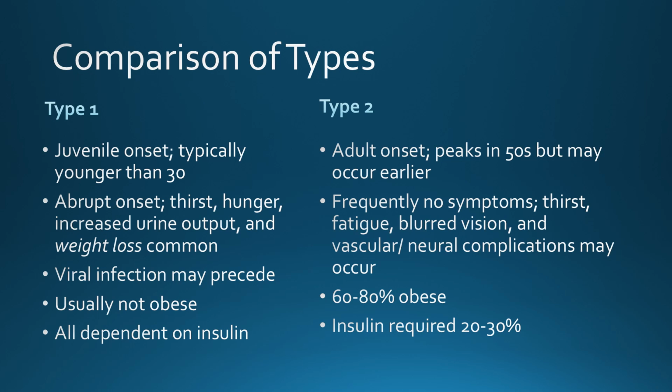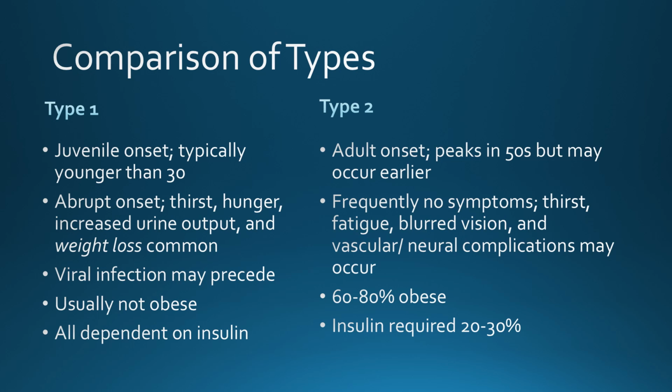It is not uncommon for a viral infection to precede diagnosis of this. Again, that viral infection or any type of infection is going to be a stressor on the body. It's going to cause the blood glucose to elevate even higher than it normally would be, which is what sometimes makes those symptoms even more prominent or noticeable in these individuals. These patients are typically not obese, and they will be dependent on insulin, like I said, because remember, with type 1 diabetes, we have significant reduction in the production of insulin or no insulin being produced. So we have to replace that insulin.